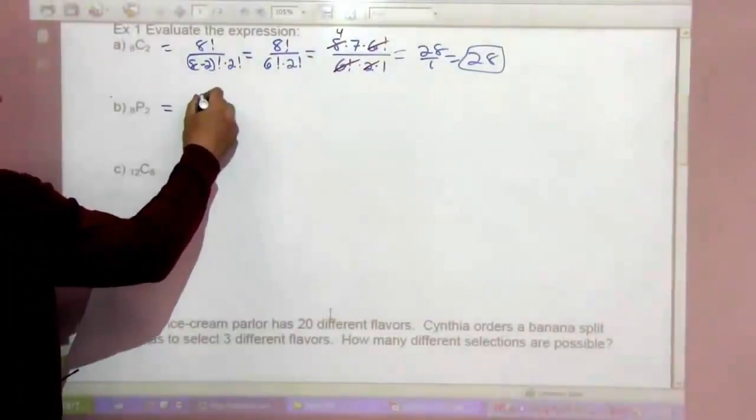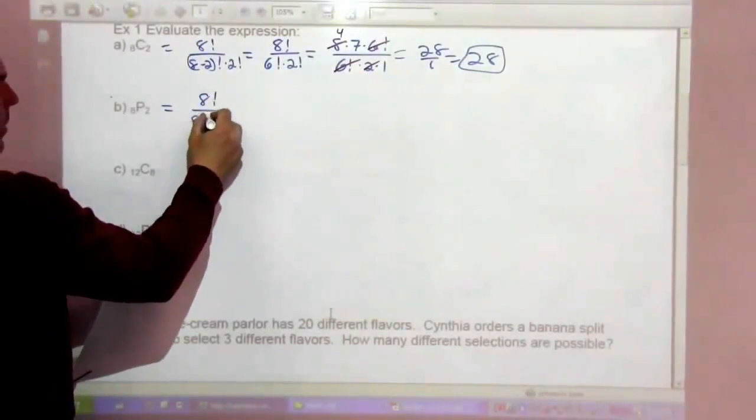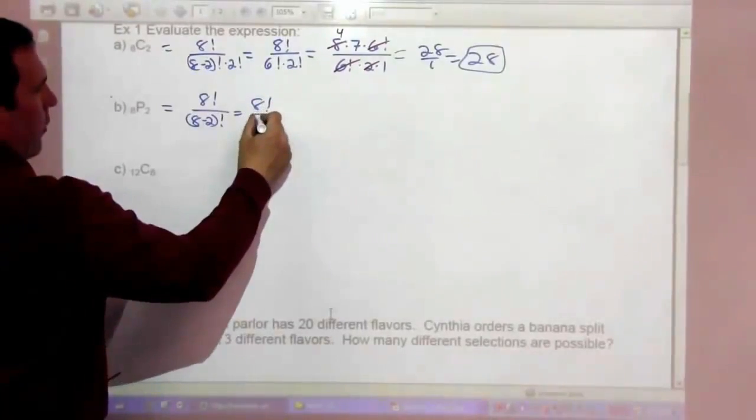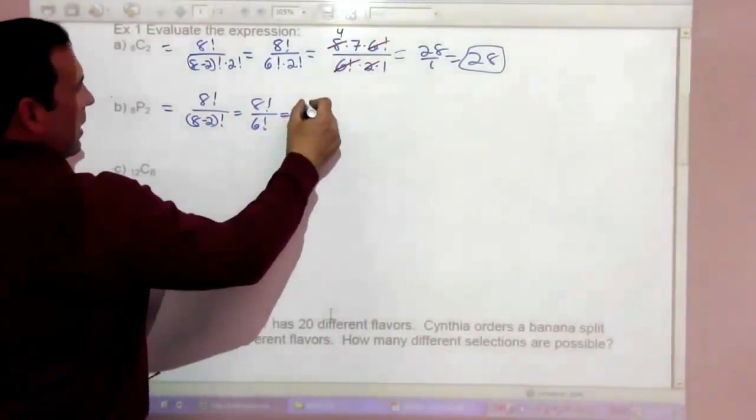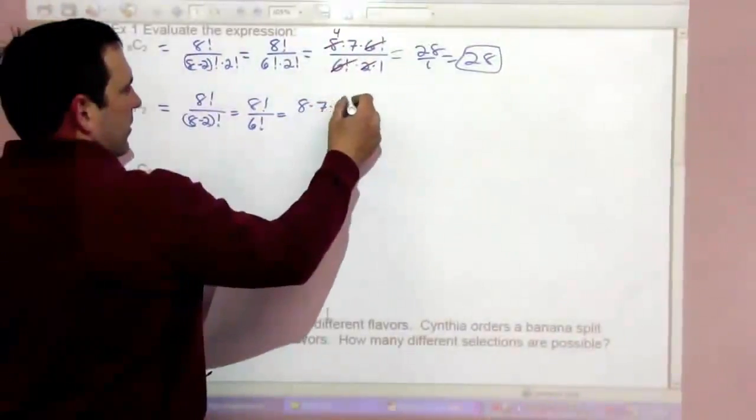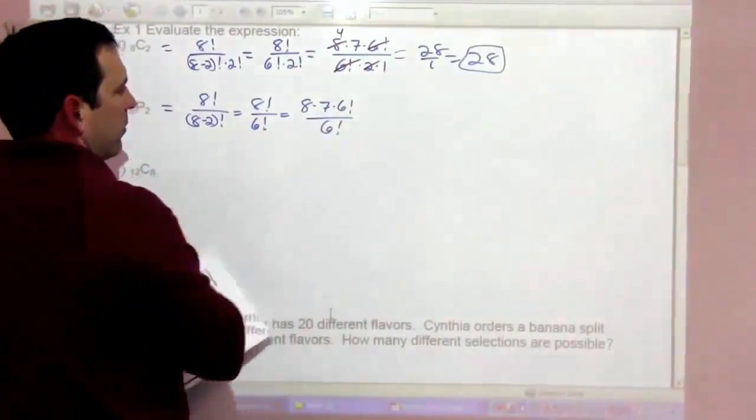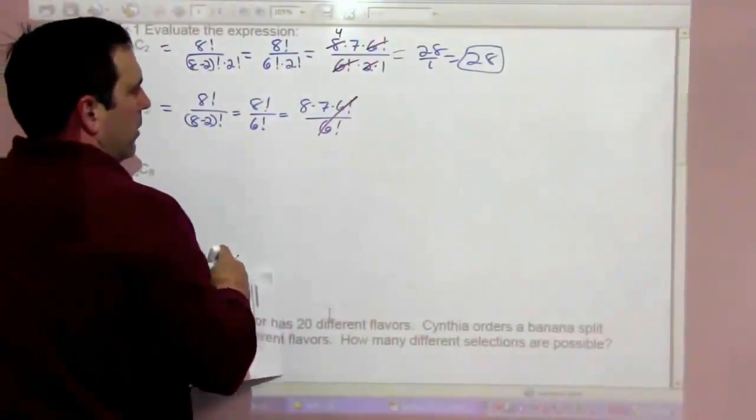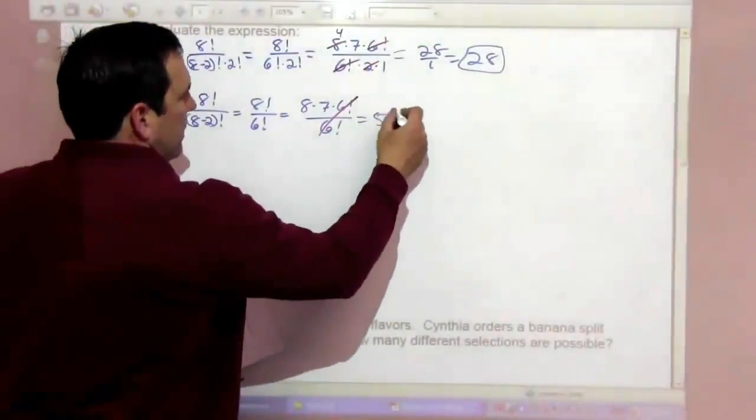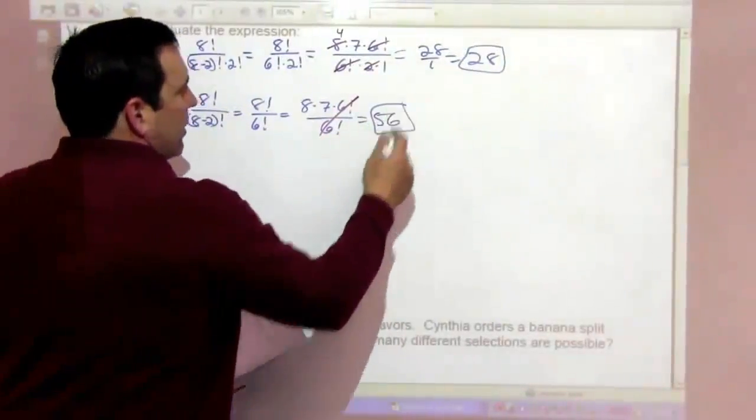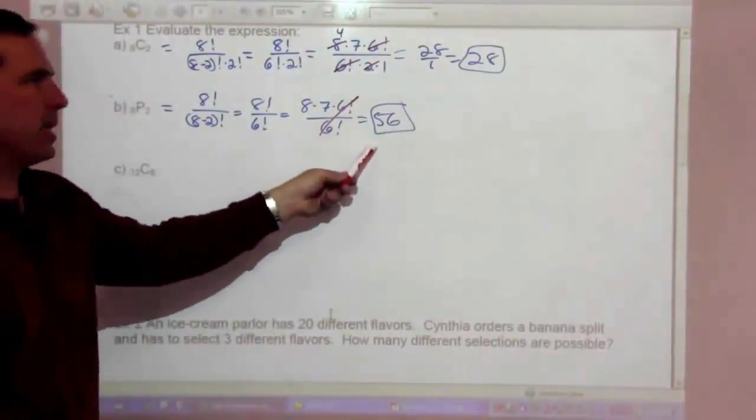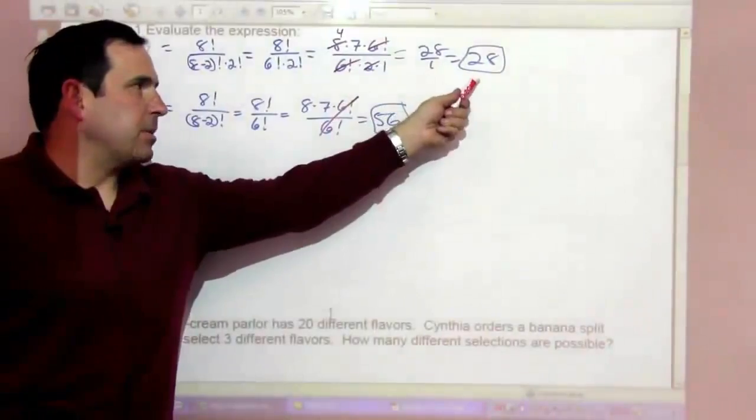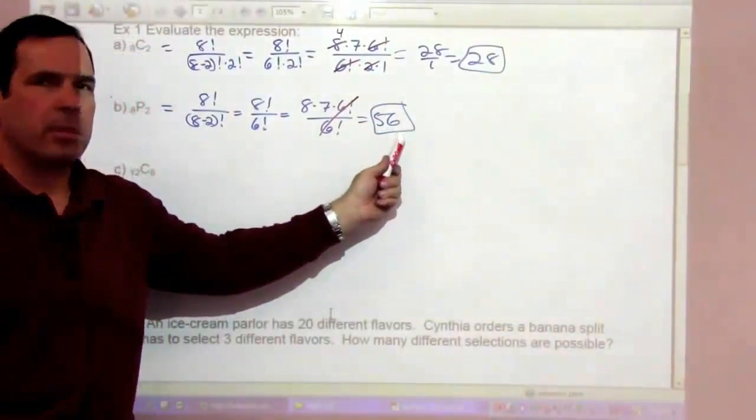8P2 is going to be 8 factorial over (8 minus 2) factorial. That's 8 factorial over 6 factorial. That is 8 times 7 times 6 factorial over 6 factorial. That's 56. Because order was important in this second case. Order is not important here, which is, A then B is the same as B then A. Over here, A then B is different than B then A.